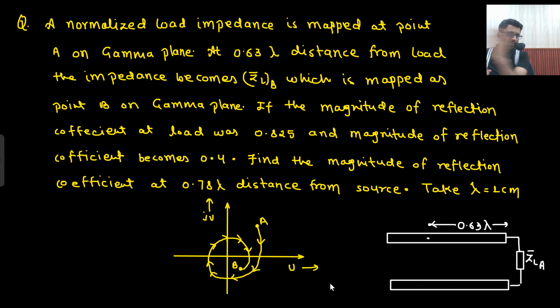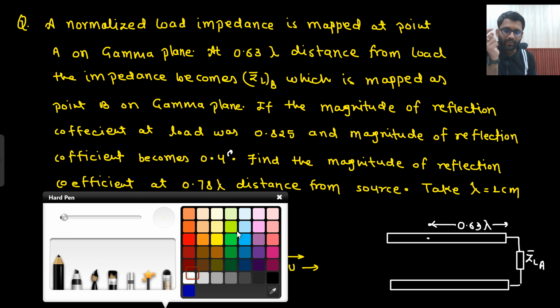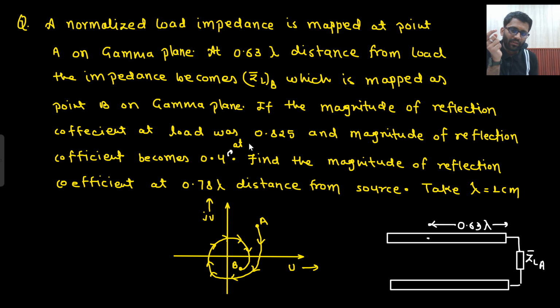So just as we walk along the line, our impedance also changes, right? We have seen this in an example. Just as we walk along the line, our impedance changes. So once we have reached till point B, our impedance has become ZL dash B, okay, which is mapped as point B on gamma plane. If the magnitude of reflection coefficient at load was 0.825 and the magnitude of reflection coefficient becomes 0.4 at point B, okay, at point B, it has become 0.4.